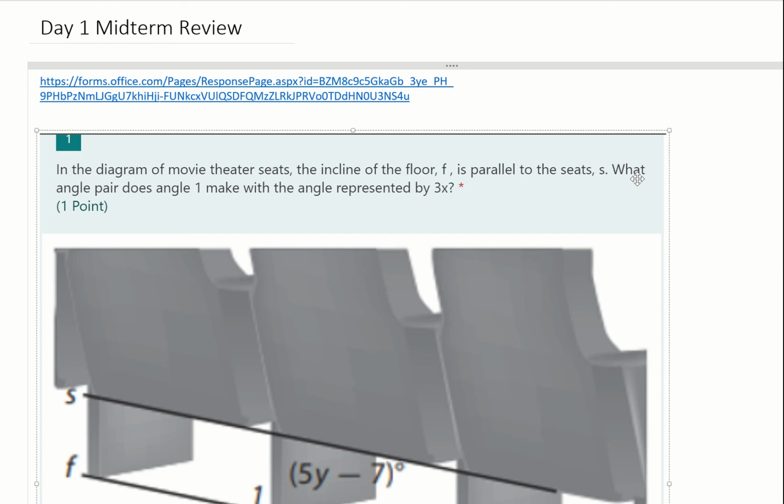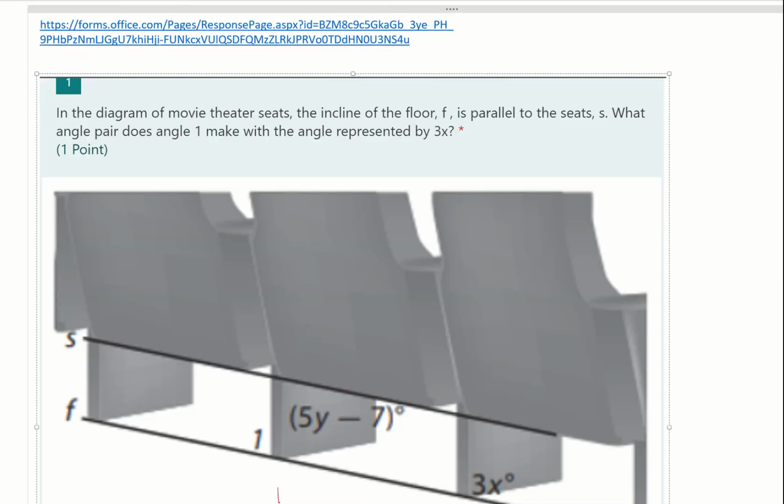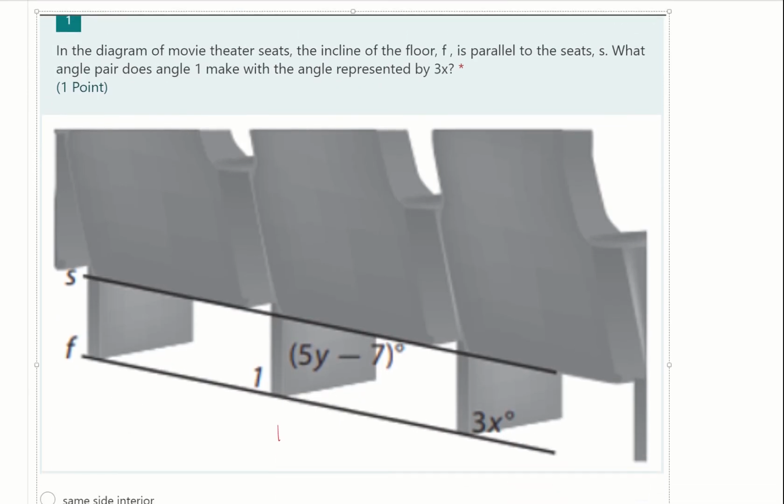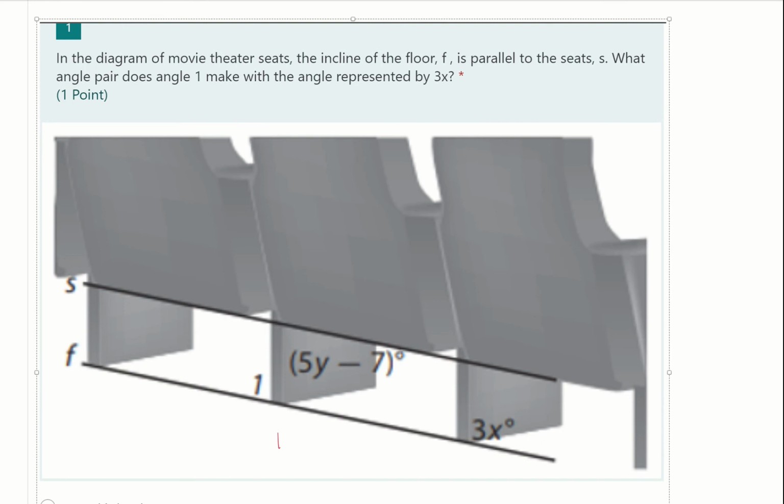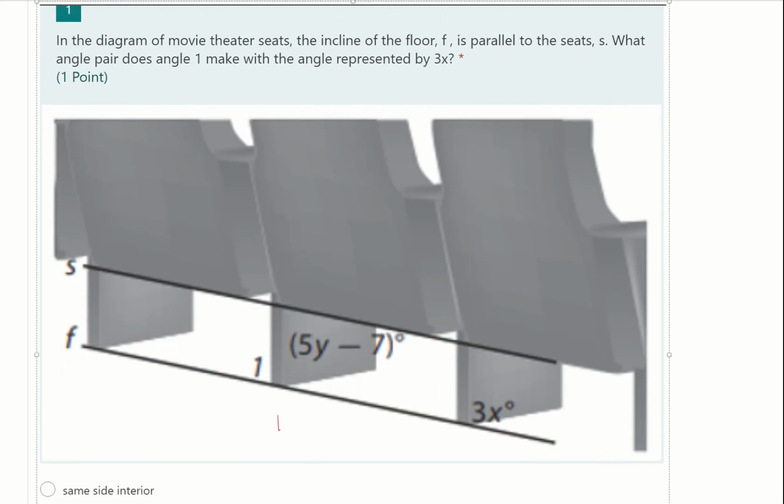So part 3 of this review consists of a Microsoft form in which we're doing an angle pair quiz or practice. So let's go ahead and get started with those questions. The first question is, in the diagram of movie theater seats, the incline of the floor F is parallel to the seats S. So these two lines are parallel. And what angle pair does angle 1 make with the angle represented by 3x?